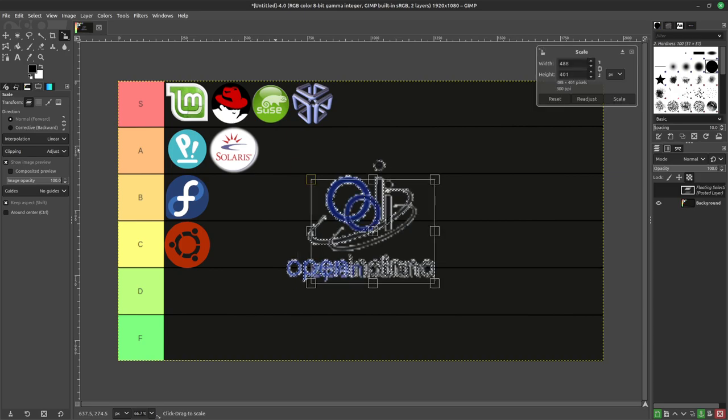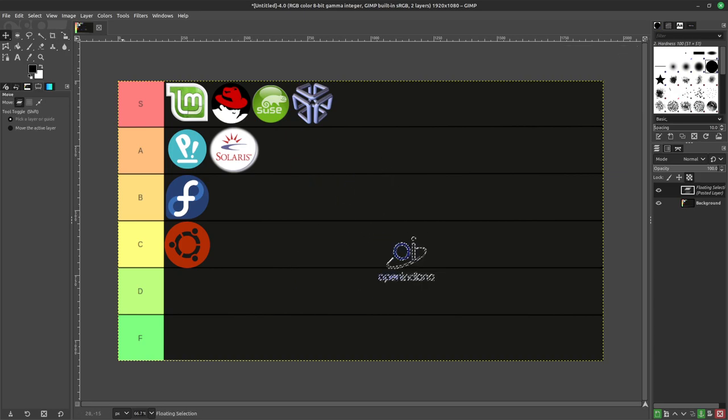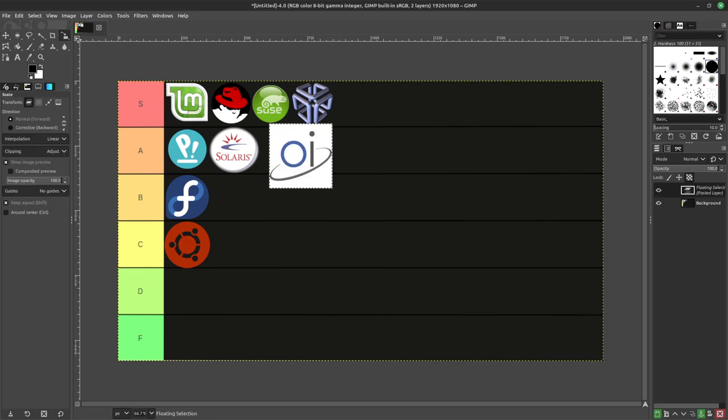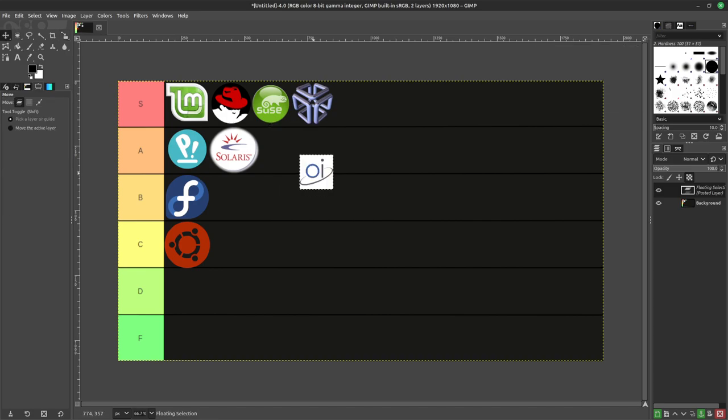Now, OpenIndiana, I also put in the A tier. Oracle killed off OpenSolaris. And that is very unfortunate, seeing as how OpenSolaris built the backbone of a lot of different servers. OpenIndiana is built off of illumos, meant to continue the ride of OpenSolaris, at least the kernel.